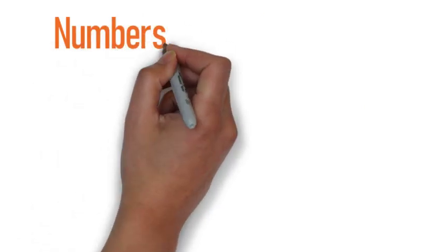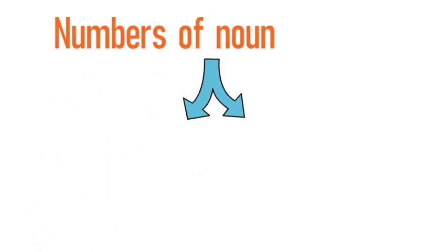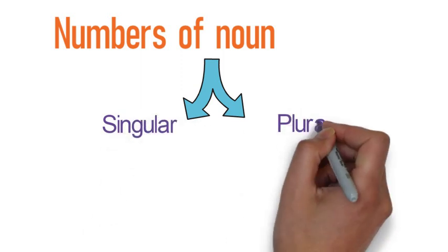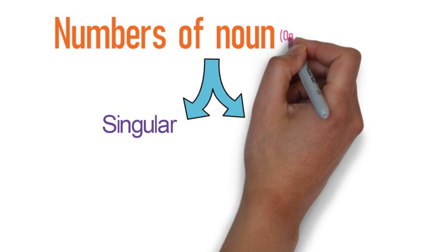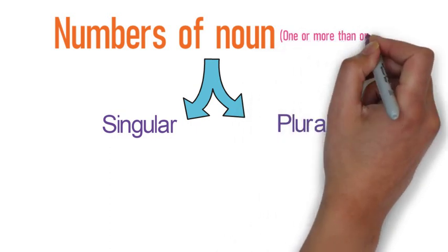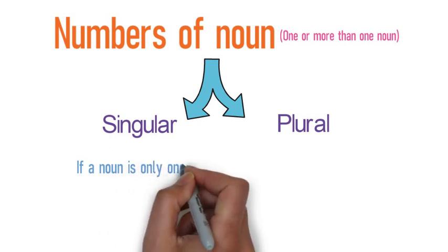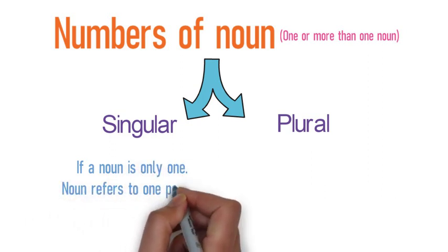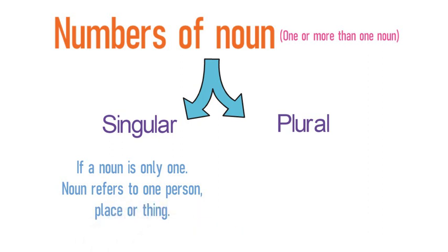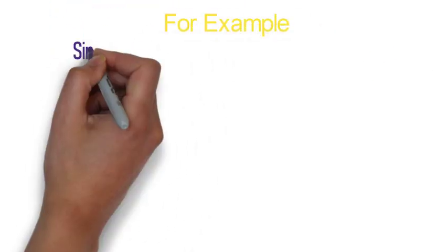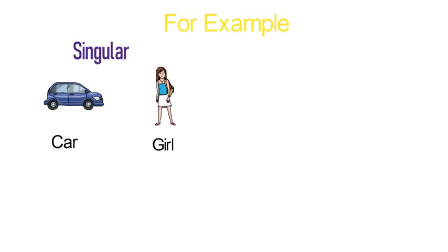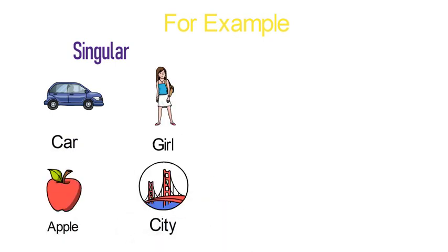Numbers of noun. Numbers of noun contain singulars and plurals. It is the property of noun that indicates one or more than one nouns. Let's have a look at both. Singular nouns. If the noun is only one, when a noun is referring to one person, place, or thing, it is a singular noun. For example, car, girl, apple, city. All these are singular nouns because they are referring to a single person, place, or thing.